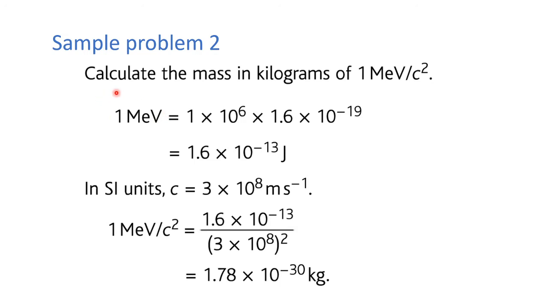Now here what we are going to do is calculate the mass in kilograms of 1 mega electron volt. That is the one we are selecting, 1 mega electron volt. So what we have to know is the energy of 1 mega electron volt in joules. First we multiply by 10 to the power 6 to make it electron volts. Then the electron volt energy in joules is 1.6 into 10 to the power minus 19. So when it is multiplied by this, this value gives the energy in joules.